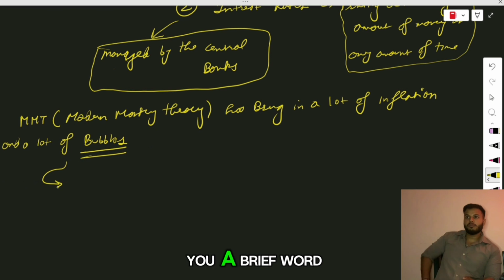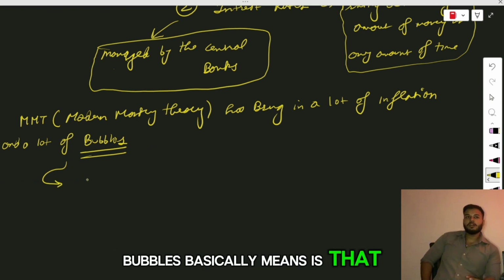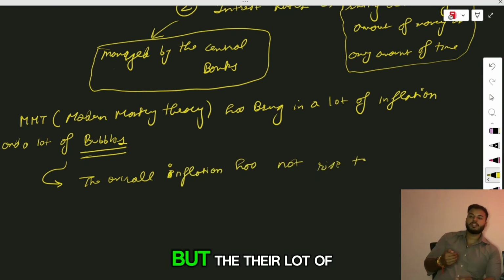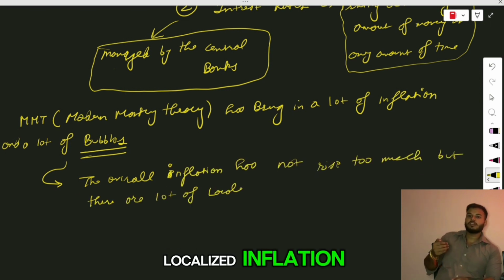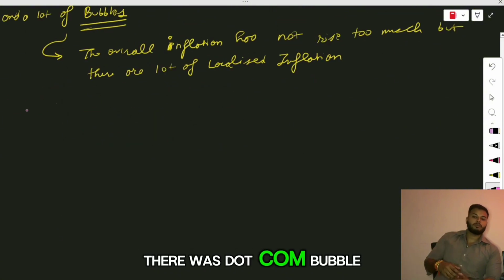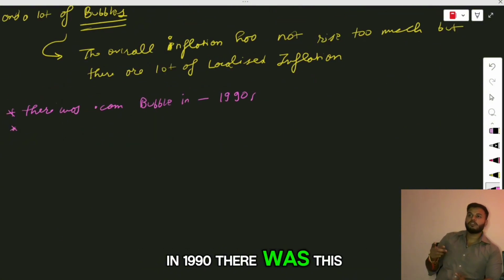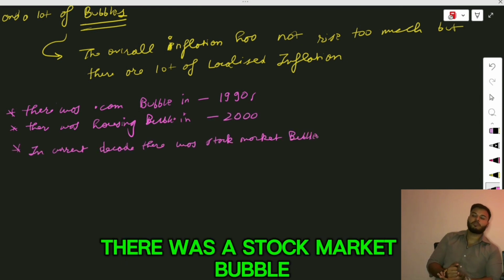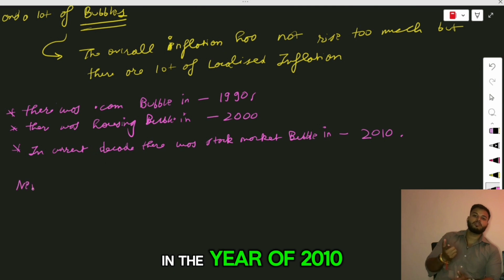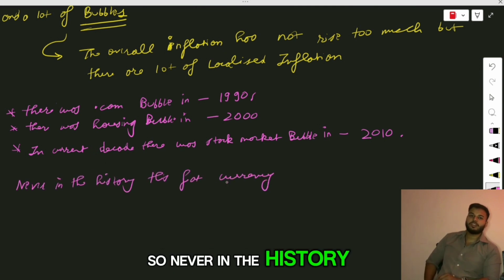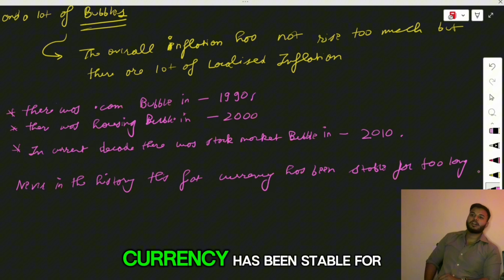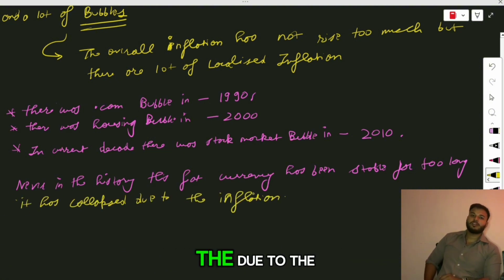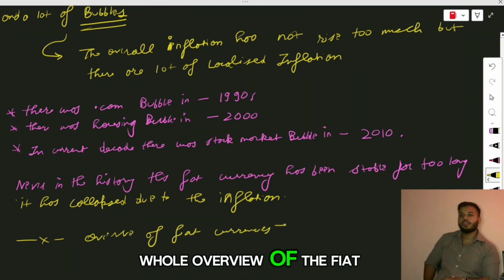Now, just to give you a brief, what a bubble basically means is that, let's say the overall inflation has not risen too much, but there is a lot of localized inflation. That is known as a bubble. There was the dot-com bubble in the 1990s. There was the housing bubble in 2000, and in the current decade there was a stock market bubble in the year 2010. So never in history has fiat currency been stable for too long. It has collapsed due to inflation. This is the whole overview of fiat currency.